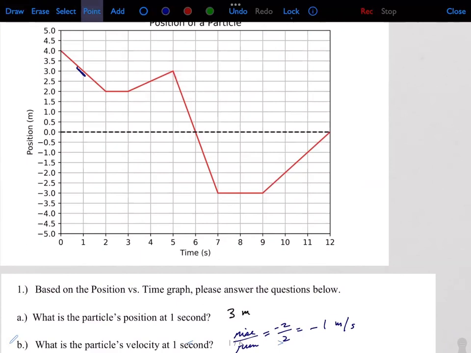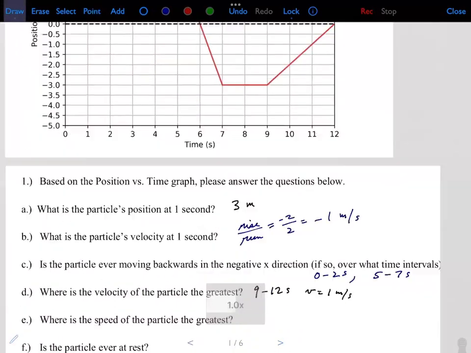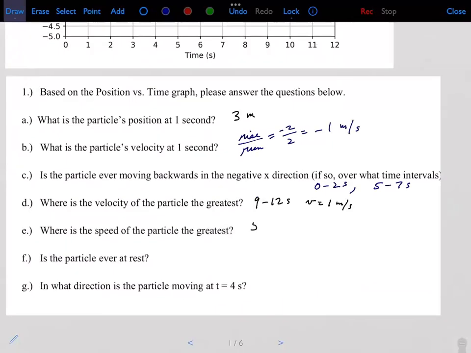Here, the velocity is actually, so if I go from 3 down to -3, so I'm going down 6 over 2. So my velocity is -3, but that means my speed is the absolute value of that, which is just 3 meters per second. Okay, so the speed is greatest. That's the steepest slope from 5 to 7 seconds. So this is 5 to 7 seconds.